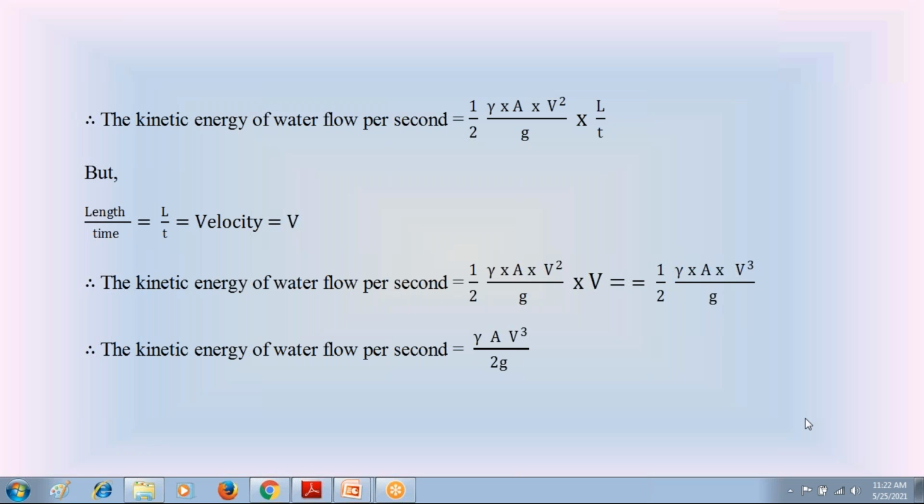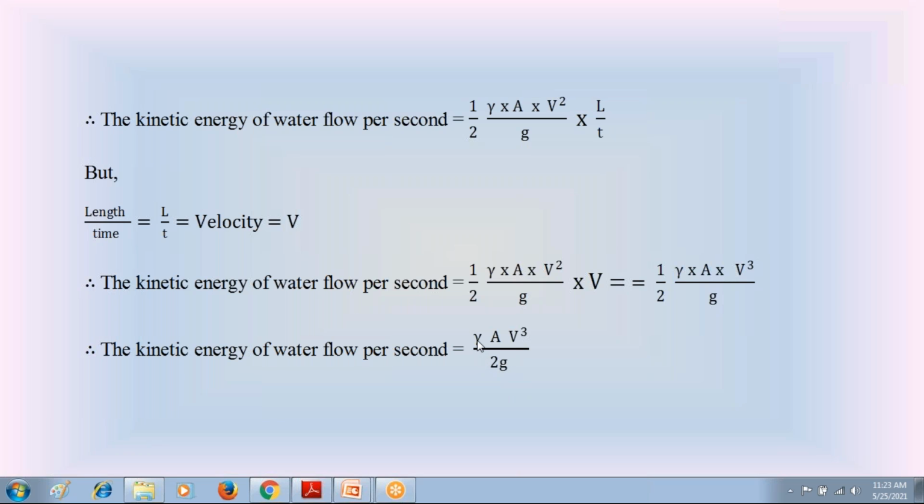So here, first we calculate that mass M. Mass is equal to weight divided by acceleration due to gravity. Then we calculate the weight W is equal to unit weight gamma into volume. Volume is equal to area A into length L. We substitute that in the kinetic energy calculation. We got that kinetic energy per second is equal to gamma A V Q by 2g.